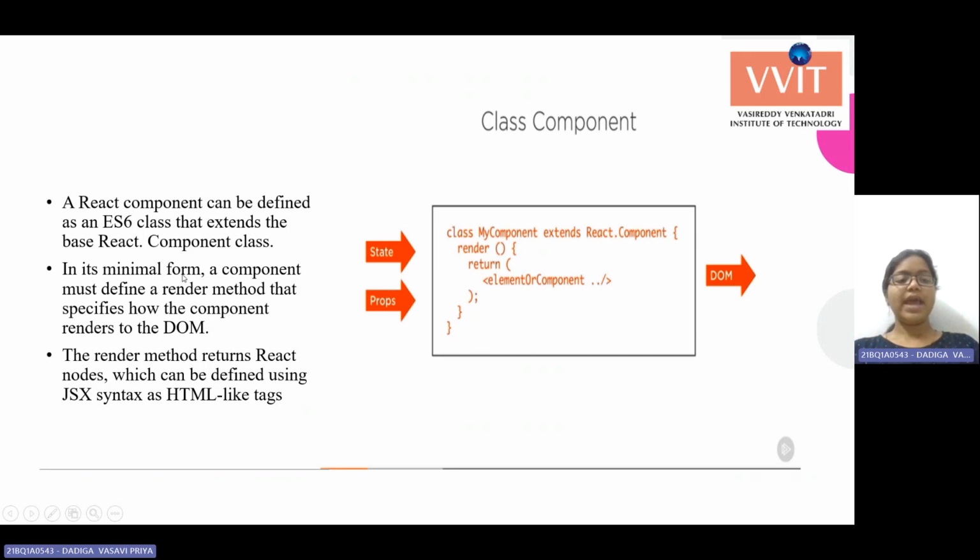In its minimal form, a component must define a render method that specifies how the component renders to the DOM. The render method returns React nodes, which can be defined using JSX syntax as HTML-like tags. As you can see, the class component should contain a render method. Within the render method, it must contain a return, which returns the elements to be displayed in the web page. So this is how you can create a class component by extending React.Component.